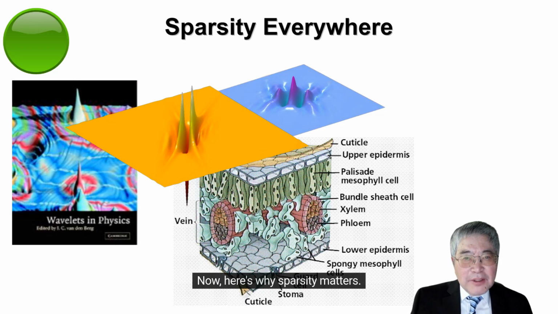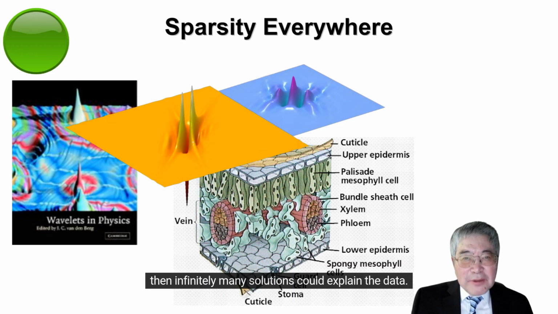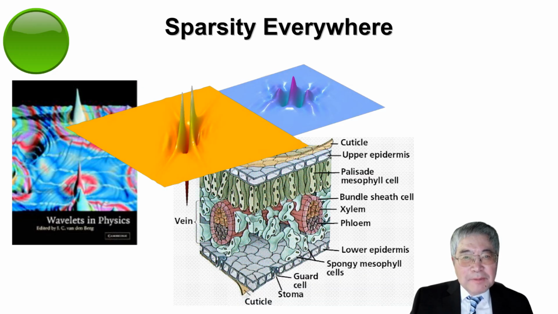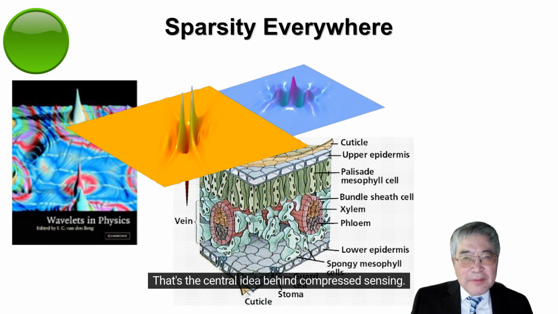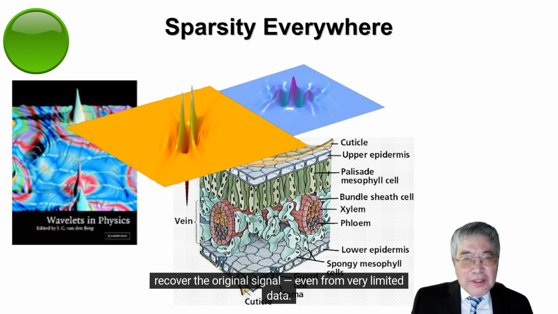Now here's why sparsity matters. If you don't have enough measurements to fully determine a signal, that is, if your system is underdetermined, then infinitely many solutions could explain the data. But if you know the signal is sparse, you can ask, among all possible solutions, which one is the sparsest? That's the central idea behind compressed sensing. By assuming sparsity and by choosing the solution with the fewest non-zero components, you can accurately recover the original signal, even from very limited data.